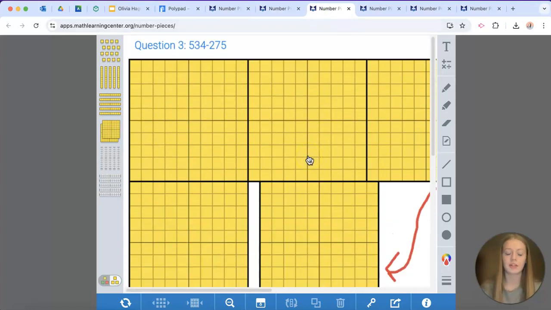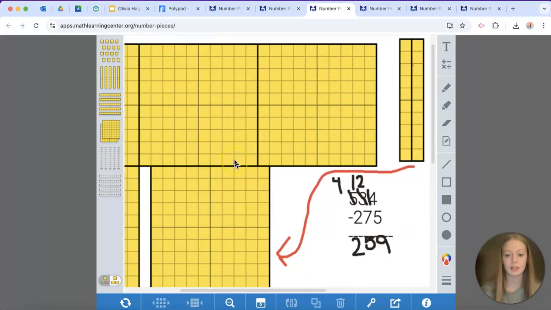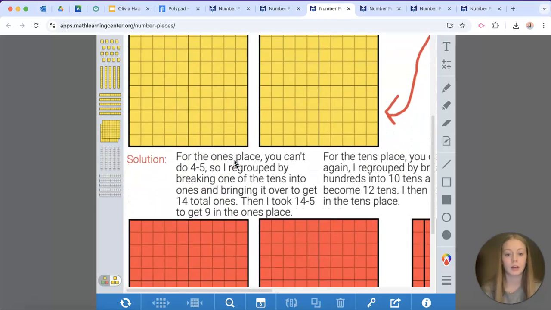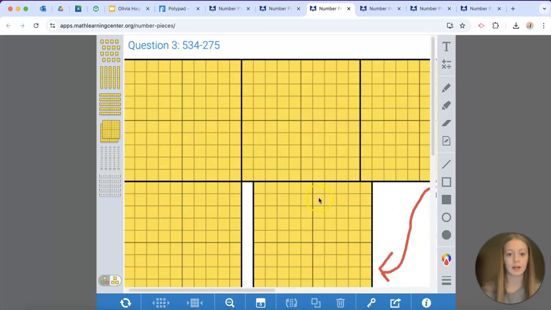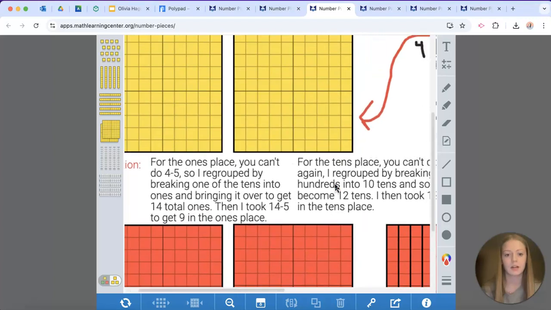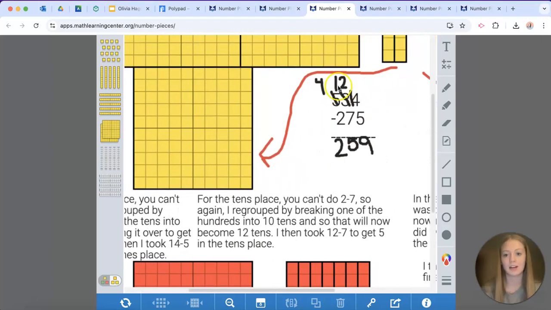Okay, the next one was 534 minus 275. So again, I put all the pieces out to visualize it. And this up here, the yellow is 534, the red is 275. So for the ones place, you can't do 4 minus 5, and I just wrote this out because it helped me to physically solve it on paper, lining all the numbers up. So I did that here.